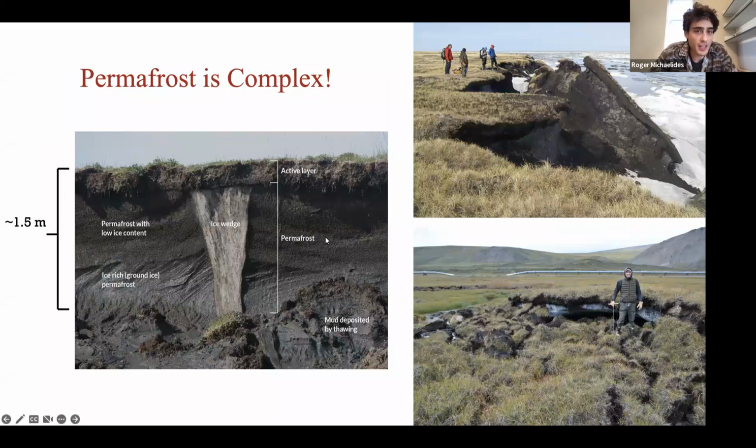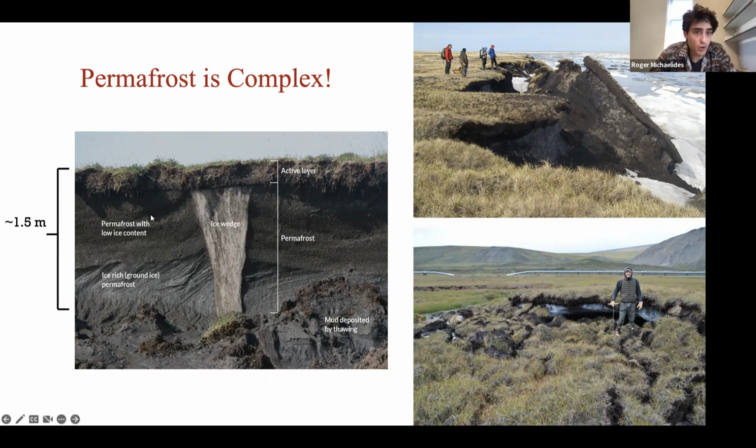So this is a typical vertical cross-section of characteristic permafrost on the North Slope of Alaska. We can see at the top here the active layer. Again, this is the component that's seasonally freezing and thawing. And when it's thawed, this is the most hydrologically active and dynamic component in periglacial landscapes.